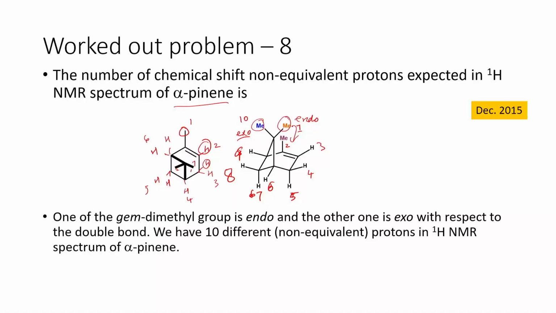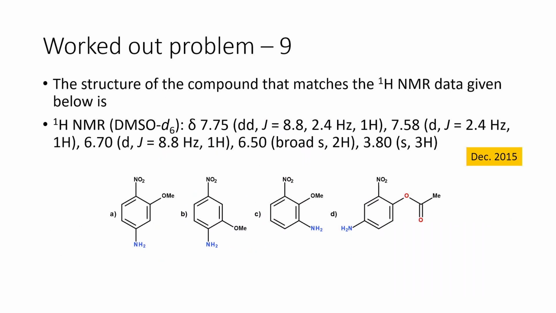So we started from this endo methyl group from the ring junction. So 1, there is another methyl here, 2, 3, 4, 5, 6, 7, 8, 9, and finally this methyl group which is in the gem dimethyl position. So all the hydrogens are going to appear at different places. So we have 10 different, that is non-equivalent, protons present in the 1H NMR spectrum of alpha pinene. So that way we can solve that answer as 10 different groups. Let us move on to the next problem.